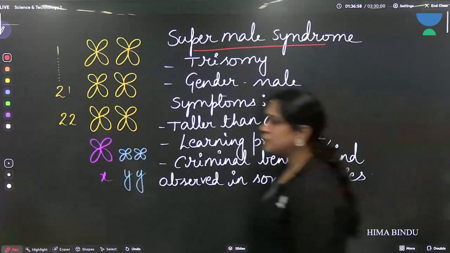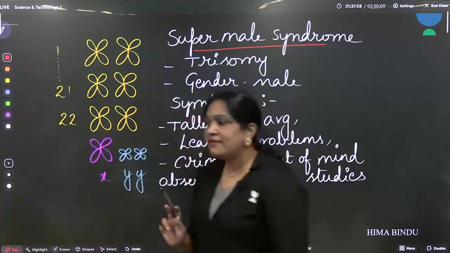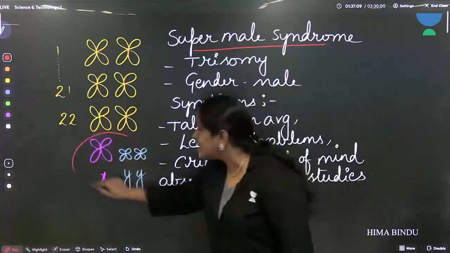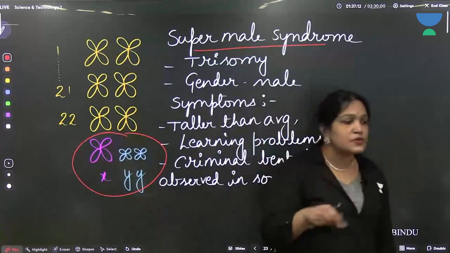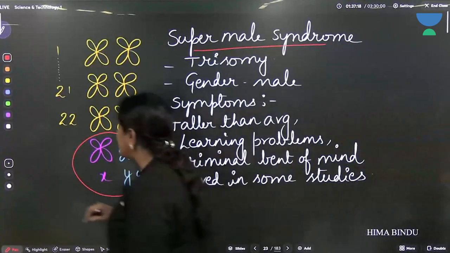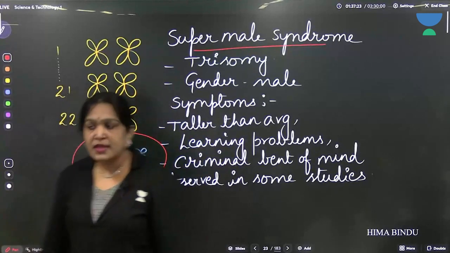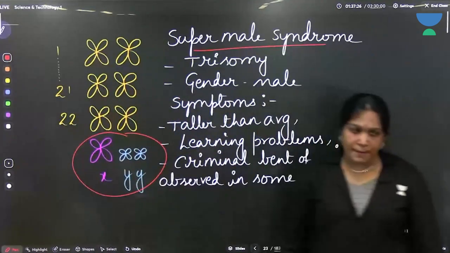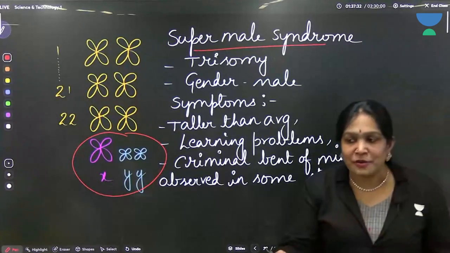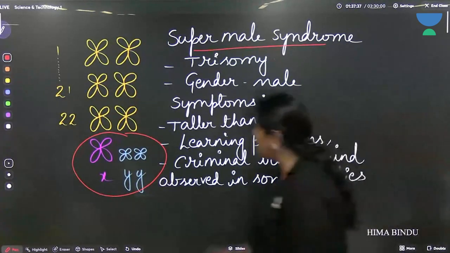Then super male syndrome. Not superman, super male. A normal male will have XY in the 23rd place. But instead of XY, it is XYY, so one Y chromosome is extra. That is called super male syndrome. Total number of chromosomes: 47. Sex of the person: male, because XY is already male. If an extra male sex chromosome is added to a male, how would it become female? So male only. So this is super male syndrome.